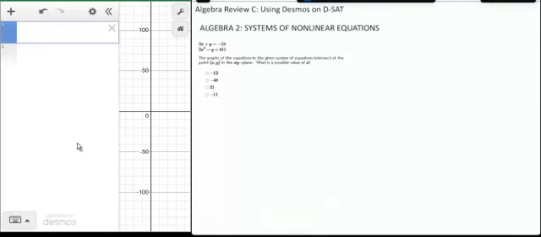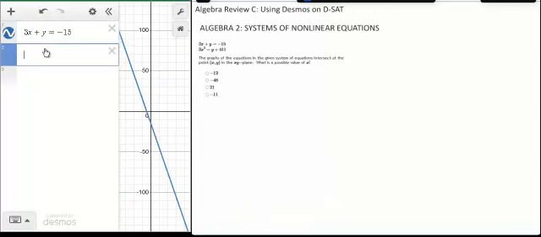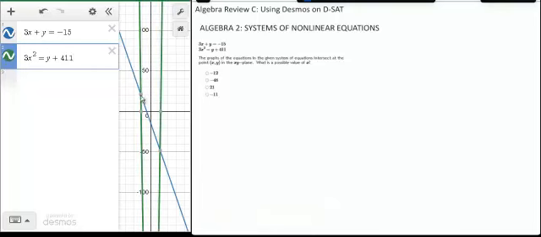Okay, and so for this, you have this equation, 3x plus y equals negative 15. There's my linear equation, my line. I also have this quadratic equation. So 3x squared is equal to y plus 411. And so notice it says here which of these is the solution.